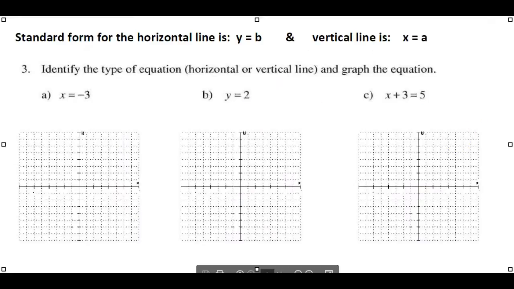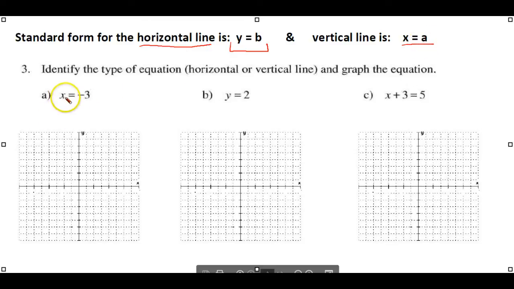Now, we mentioned this a little bit last time, but a special formula, y equals b, is the formula for the horizontal line. Now, the formula for the vertical line is x equals a. So anytime you see an equation in this form, this will be your y-intercept, b, and this will be your x-intercept, a, and it will be a vertical line.